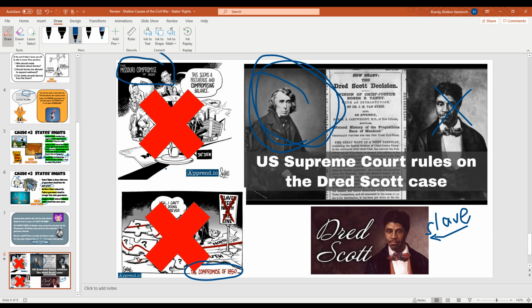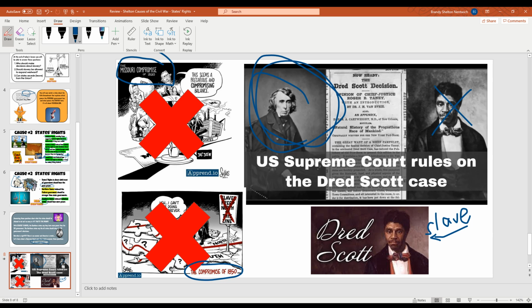And so the North was very unhappy with this decision. Of course, the South was very happy with the decision. And the South felt like this decision by the Supreme Court really helped their argument that each individual state should have more power than the US government.